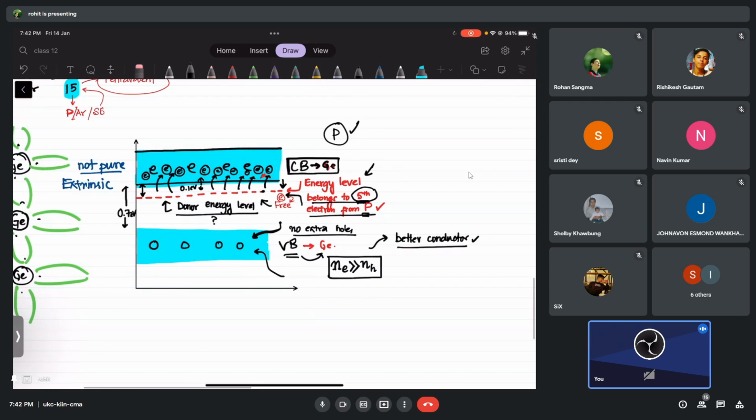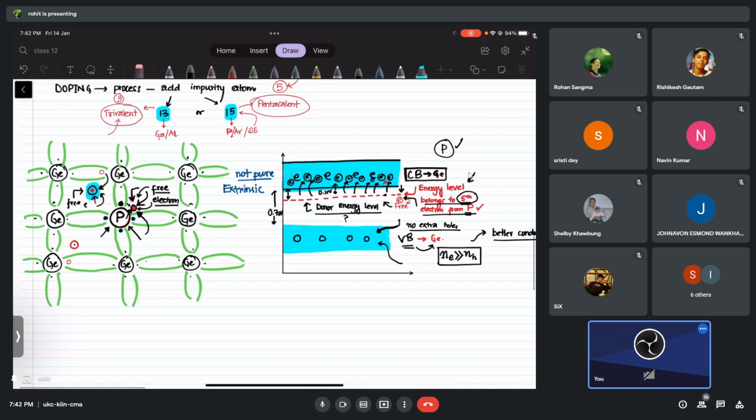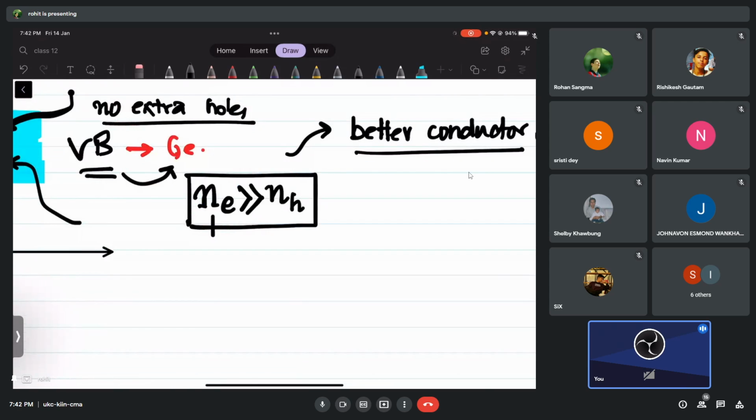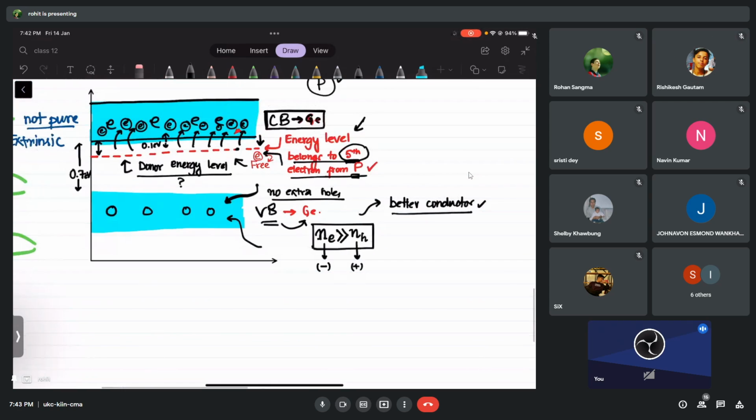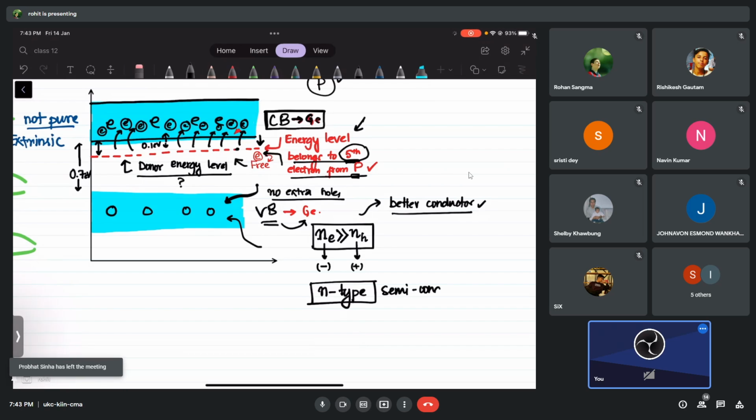I'm going to ask you a question now. Think and tell me, whose number is more, the number of negative charges or the number of positive charges? Number of negative charges. This kind of semiconductor that we got, we call it n-type semiconductor. Are you clear with what is n-type semiconductor, guys?